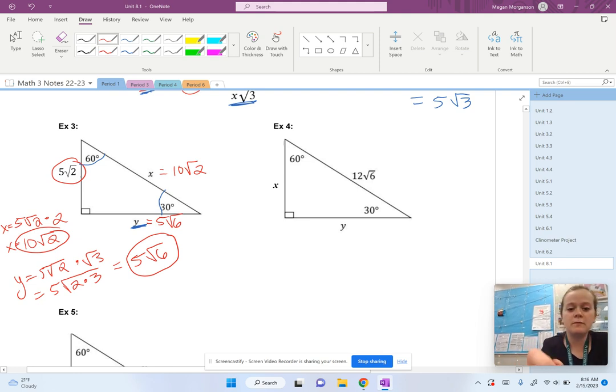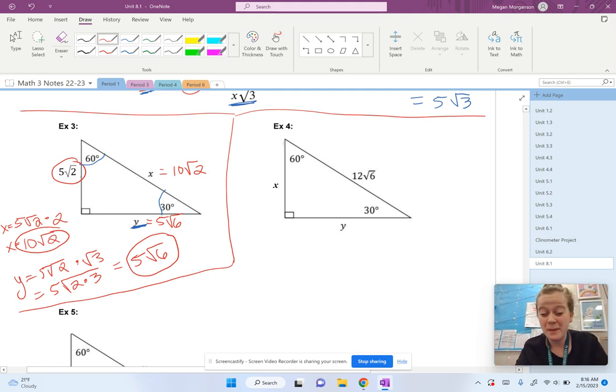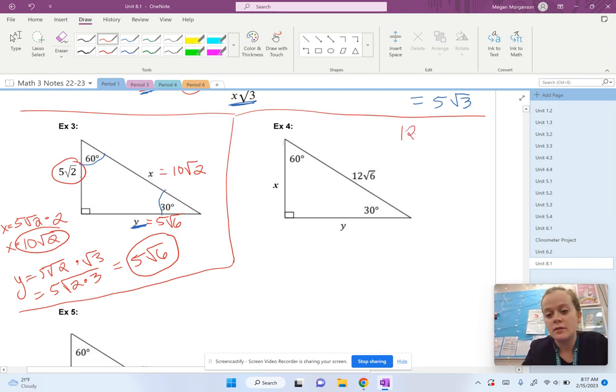Okay, let's do example 4 where we're given, I'm going to separate it a little bit here. We are given the hypotenuse instead of the short side. So remember, the hypotenuse is always twice as big as the leg. So I could take the hypotenuse, 12 root 6. I know that's twice as big as the leg, so let's cut it in half. That should give us the leg. So the leg should be 6 root 6.